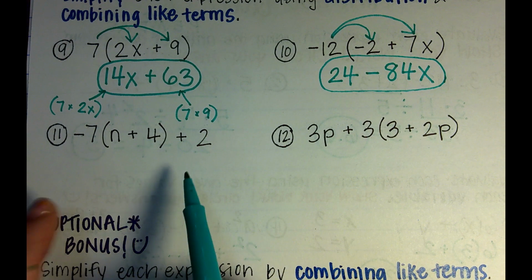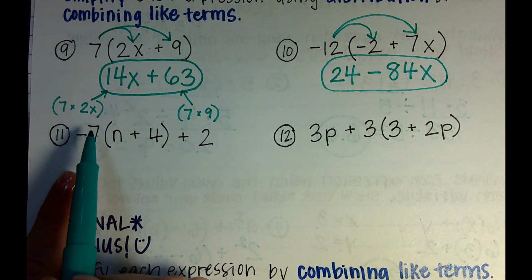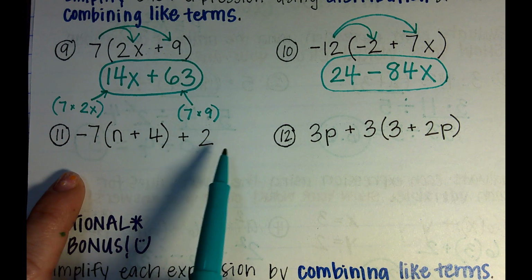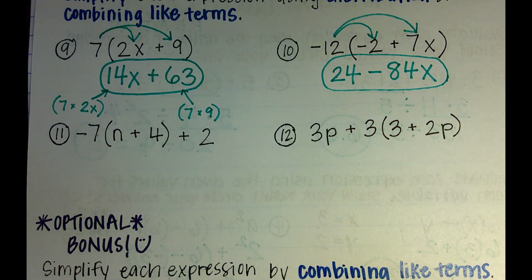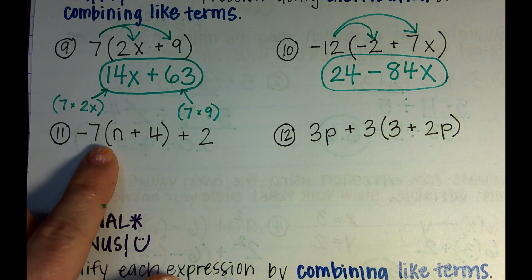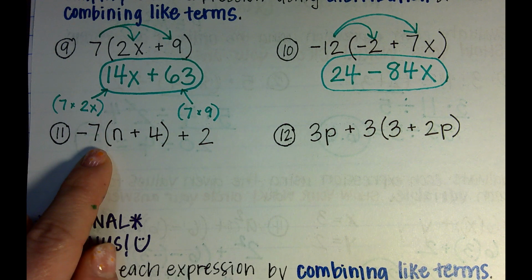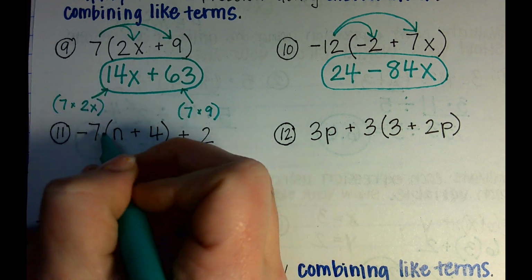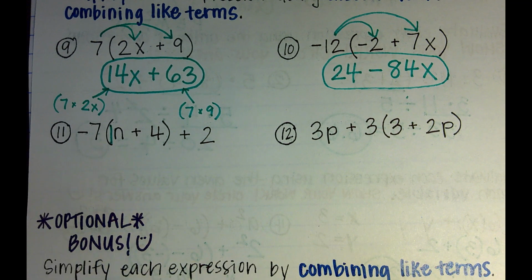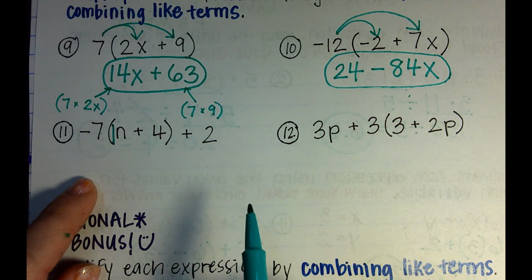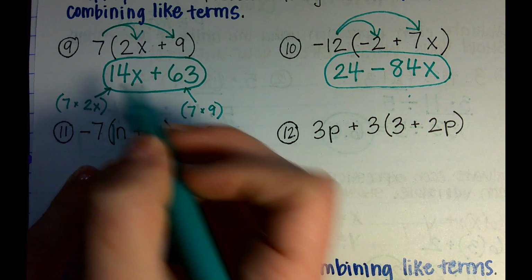This one's a little trickier because not only do we have a problem with distribution, we also have a +2 at the end. The n is 1. Yes, the n counts as 1 because there's no number in front of n, so we know it's just 1n. So if it helps, you could write that in. You don't have to, but you can. What should I do first? Negative 7 times 1. Good.